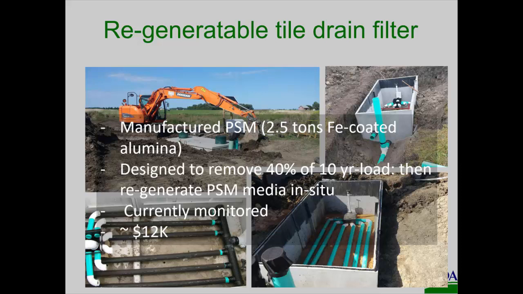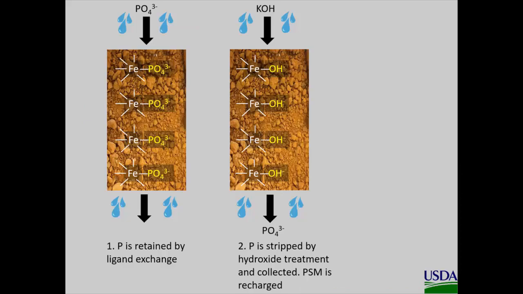And then after 10 years, we plumbed it so that we can come back in and regenerate it, strip that phosphorus off, and keep going without having to spend the money on new media. Cost about $12,000 to build that. Briefly on stripping phosphorus, this works for mostly, especially for iron oxide-rich materials, sometimes aluminum, depending on the mineralogy. But essentially, you strip it off with a hydroxide solution.